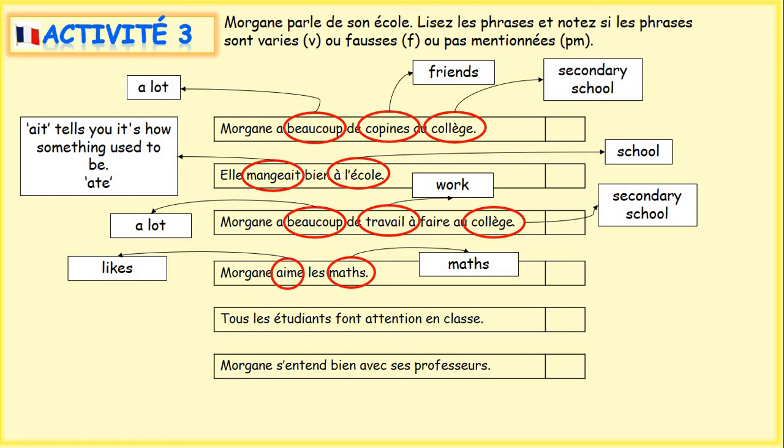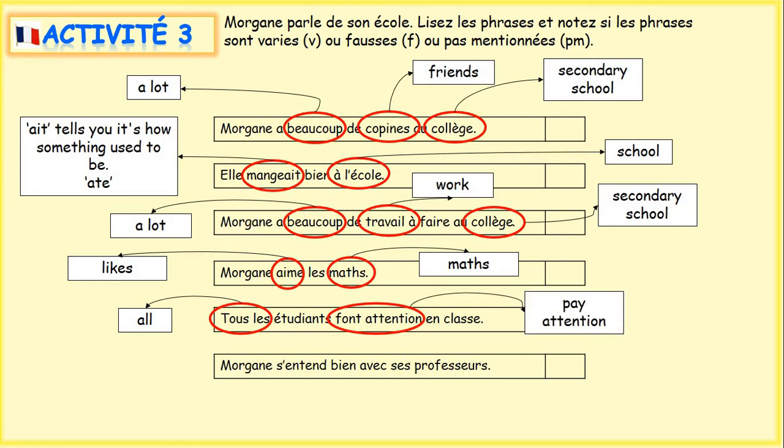Tous les étudiants font attention en classe. Tous, attention. Oh, sorry, I thought there were 3. So the key things that we need to know are, what does tous mean? Because this might trip us up. And font attention, we know that en classe is in class, but these 2 bits here the meaning could alter whether this is true or false. So tout is all, and font attention is to pay attention.